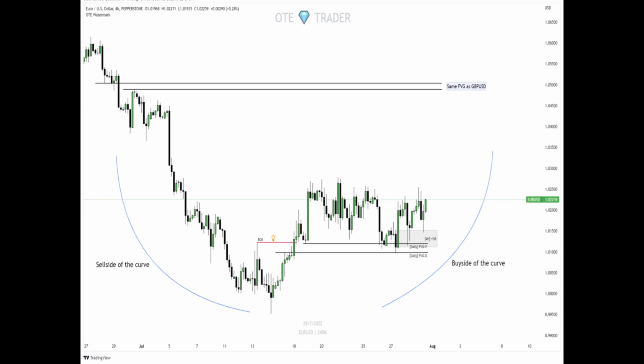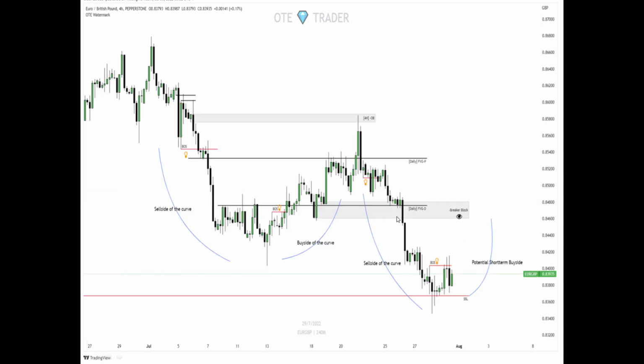It was in premium, it's on the sell side of the curve, right? So yeah, Euro USD stays stuck in a consolidation. And right now, that's why GBP USD is the better buy. And you can actually see this is the Euro GBP chart on the 4-hour. We have short-term sell side of the curve because we're breaking structure to the downside. Trading in the buy side of the curve, right?